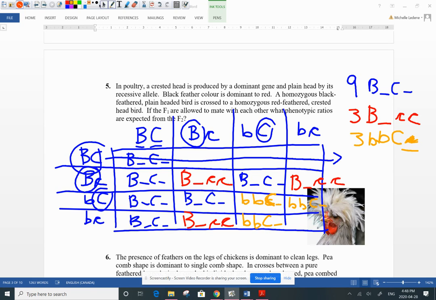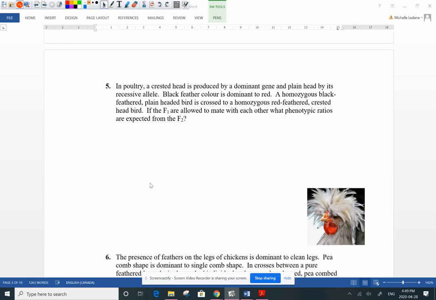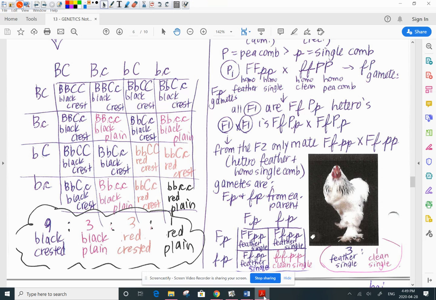Now, who's left over? Well, you guessed it. Here is our double recessive. Little b, little b, little c, little c. 1 out of 16 is going to have red feathers and is going to have that plain recessive head, not the crazy bad hair day. So 9 to 3 to 3 to 1 is our ratio. And again, we expected that, right? That was a Mendelian ratio. We will always get that when we have a heterozygous individual times a heterozygous. So here's just my nice looking key of that, 9 to 3 to 3 to 1 ratio.